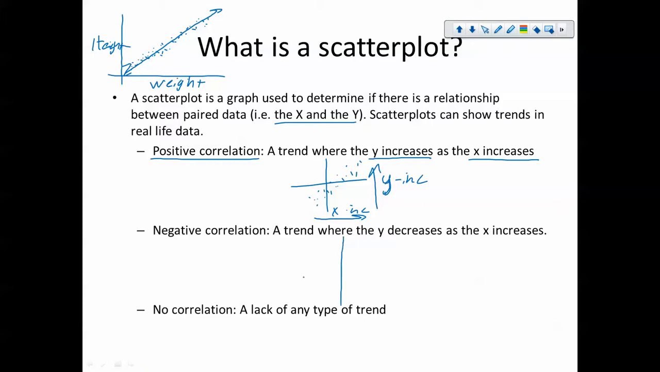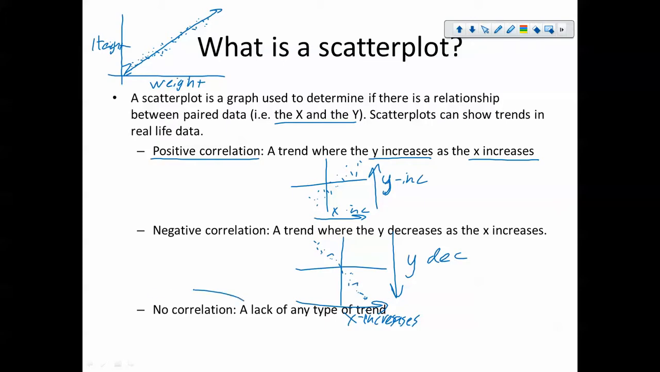A negative correlation is where as x increases, y decreases. We call that a negative correlation. So as the x is getting bigger, the y is then getting smaller. Notice that it's going down and to the right, whereas positive correlation goes up and to the right.